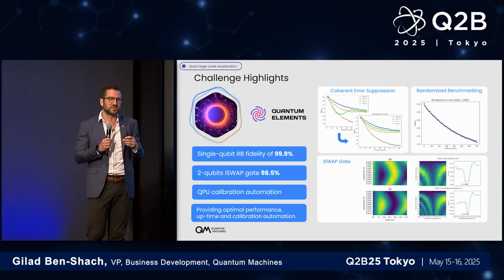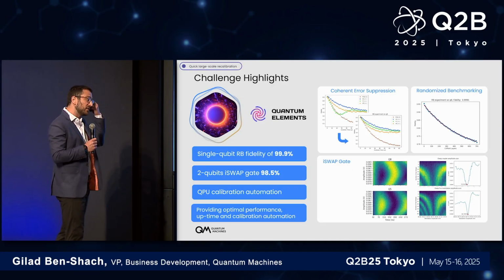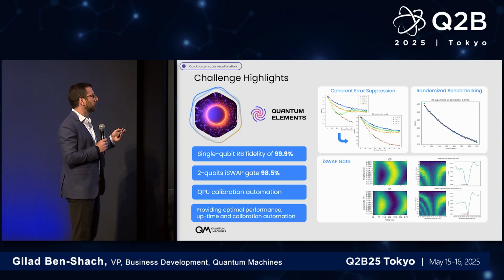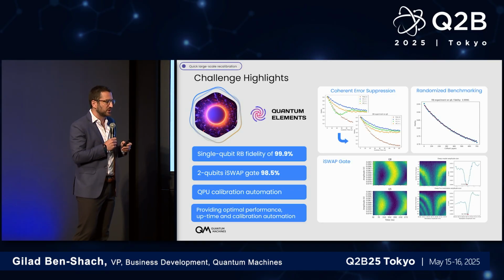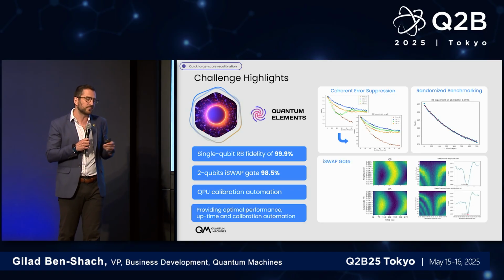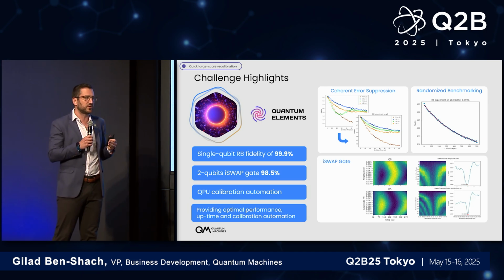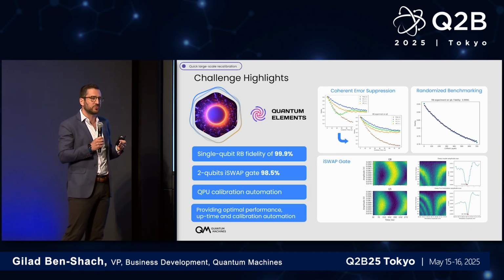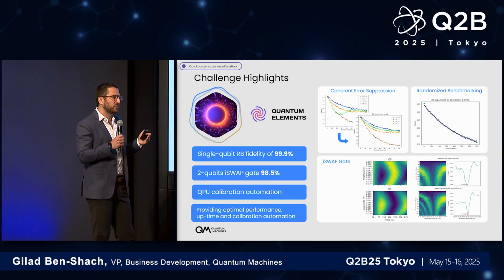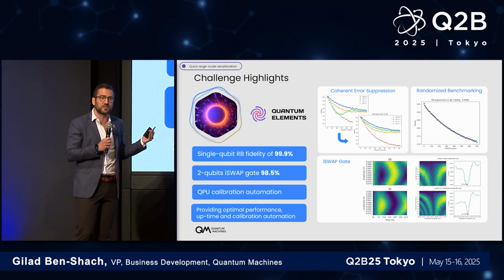So I want to highlight results by two of our companies that we work closely with, close partners of Quantum Machines, and what they've been able to achieve. First, Quantum Elements took the approach of going very deep. And I want to call out that this was a short amount of time. It was a challenge. It was a show what you can do. And everyone took a slightly different approach, which was really impressive and exciting.